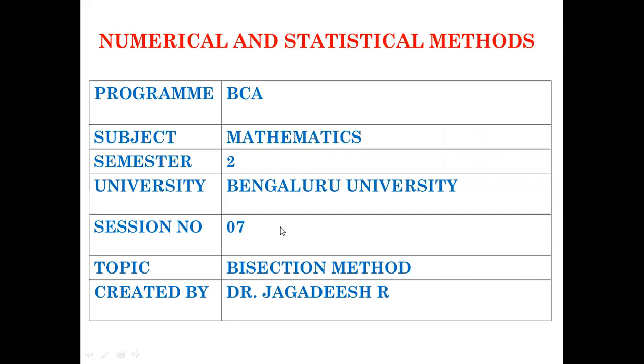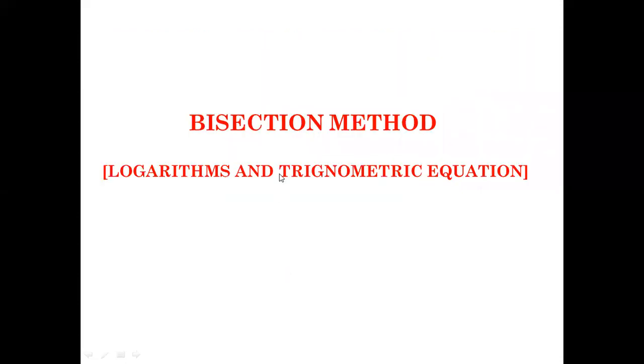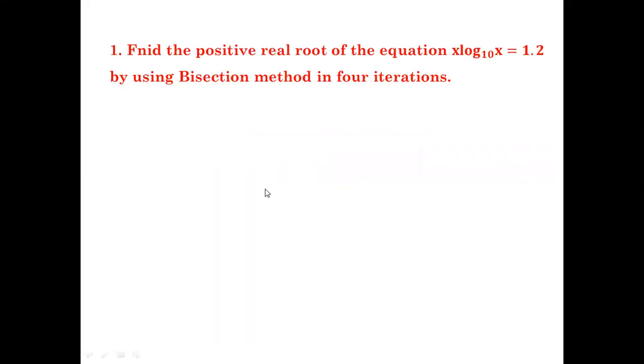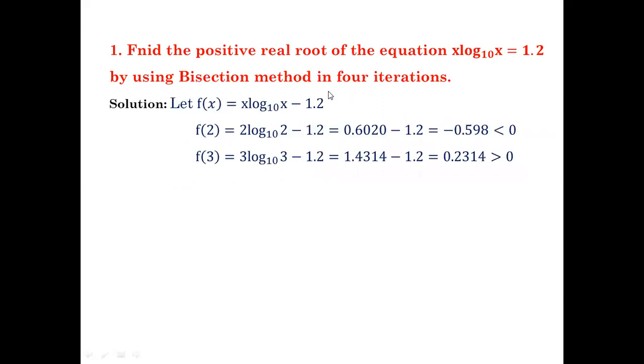Today's session number 7. The topic is the bisection method. In this session, we are finding the roots of logarithmic and trigonometric equations. The first example: find the positive real root of the equation x log x base 10 equals 1.2 by using the bisection method in 4 iterations.